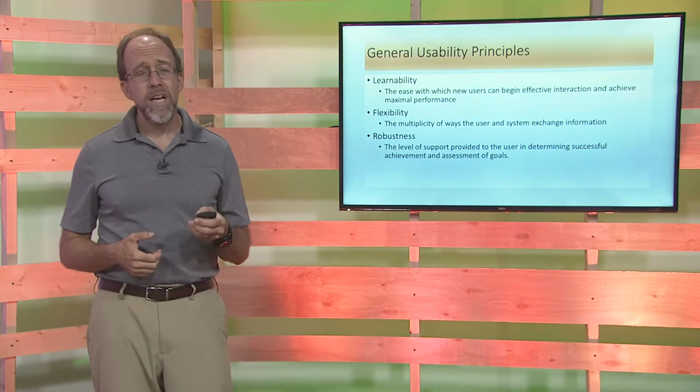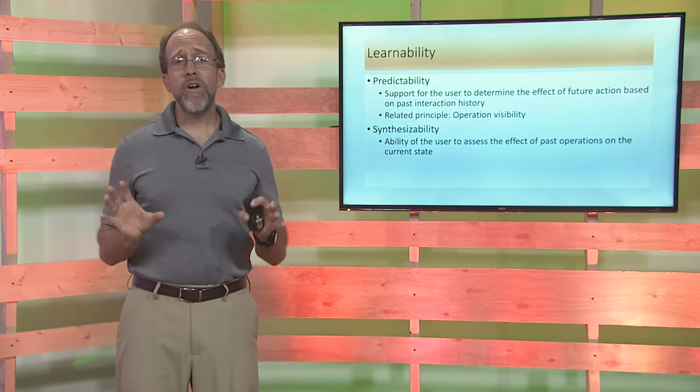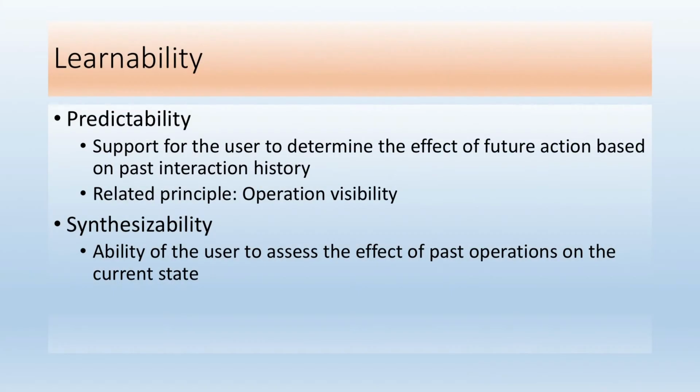That robustness. So we're going to go into a little bit more depth when we talk about these three: learnability, flexibility, robustness. Learnability. Now, when you are learning something and you want to be able to learn something fast, you want to be able to say, if I do this, this will happen. That's a level of predictability in the system. You want to know what's going to occur. Also, you want to know how you got to where you are.